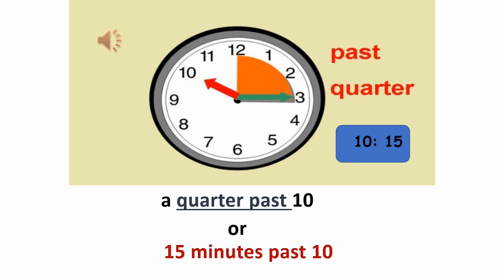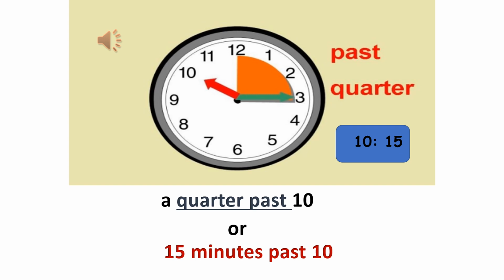Let's go to the next example. Now, here you can see that the big hand is on number 3 and the short hand is on number 10. Now, if we have to read the time, let's see the shaded part, which is in orange, from number 12 to number 3, which says quarter past. Now, when we have to read the time on the clock, we read it as quarter past 10 or 15 minutes past 10.